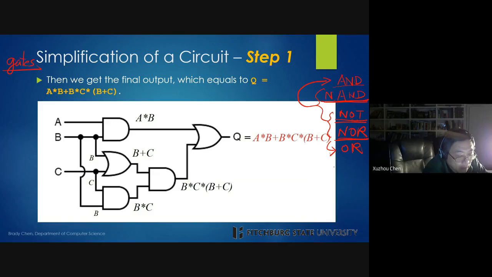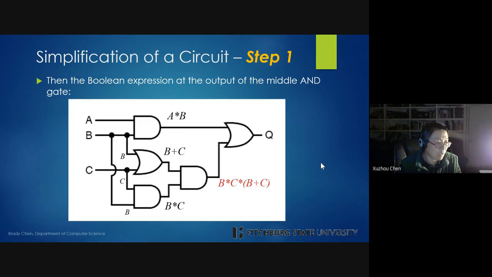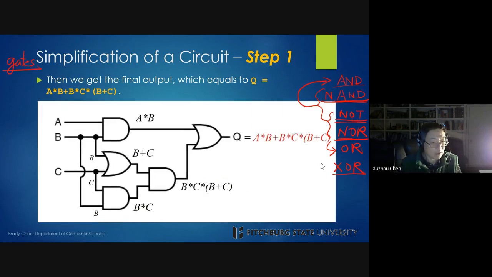Now there's some other gate called exclusive OR. That's another gate. It's a very useful gate and widely used in digital electronics. So these are the gates that we can build using the switches. And you can use various different notations to do this.